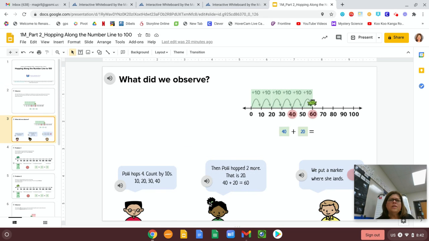So what did we observe? Well, Polly hops 4 times. 1, 2, 3, 4. And each count was by 10, so we counted 10, 20, 30, 40. Then Polly hopped 2 more. Once she's at 40, she goes 1, 2 hops, which is 20. So 40 plus 20 equals 60.